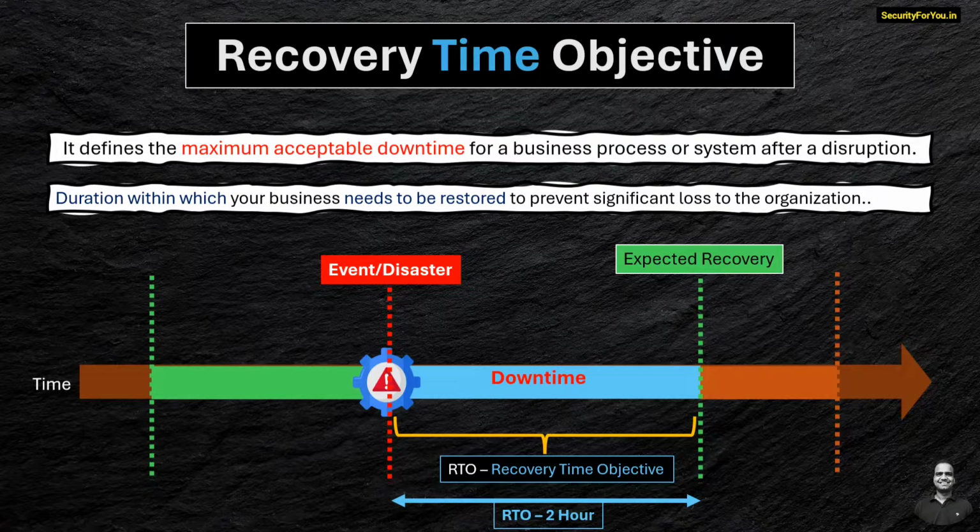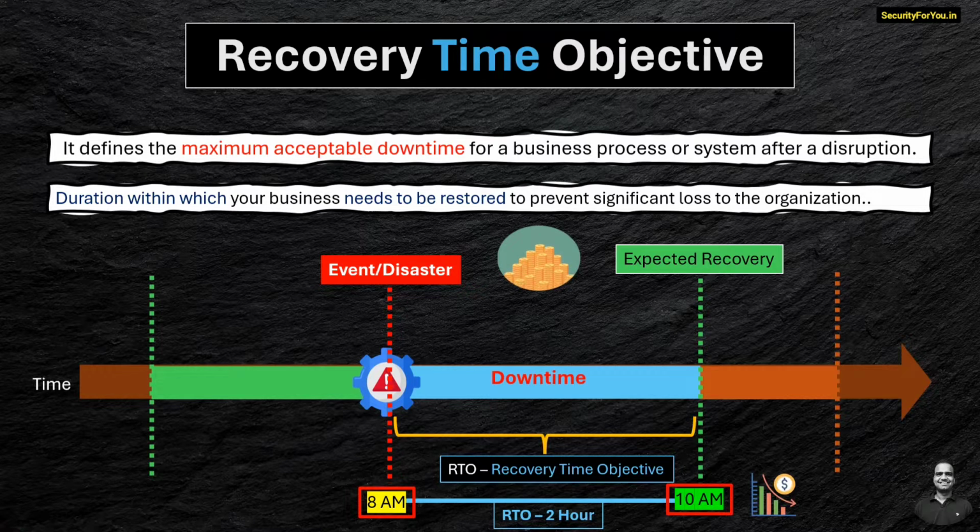If the disruption occurs at 8 am in the morning, the website must be fully operational again by 10 am as per the RTO to minimize revenue loss and maintain customer satisfaction. And every minute beyond 10 am signifies lost sales and a potential blow to customer satisfaction. A shorter RTO means faster recovery, but it often comes at a higher cost because for faster recovery you require resources like redundant systems, available backups and well-trained personnel, and naturally implementing these measures increases your budget, right?